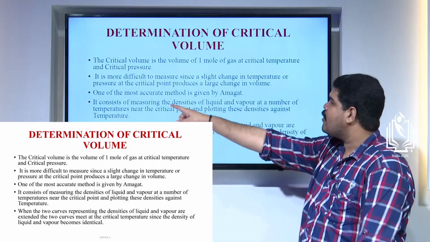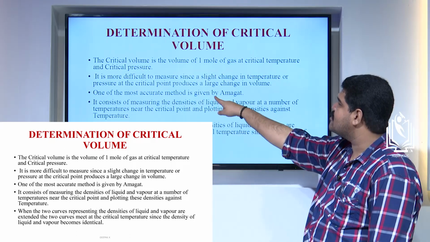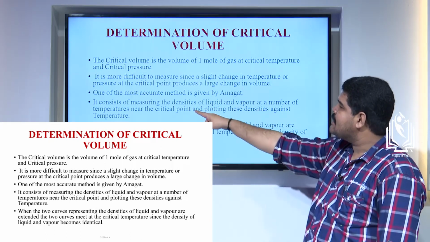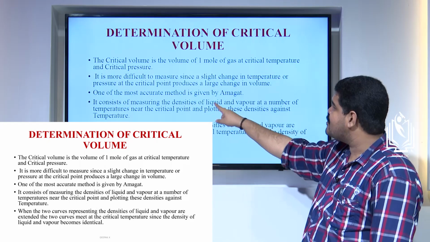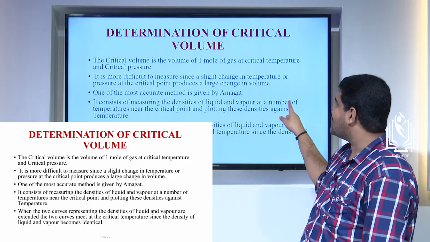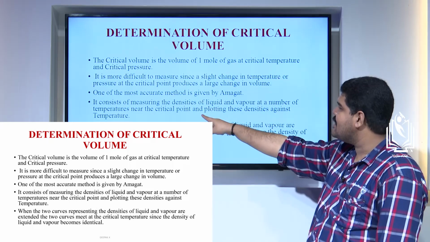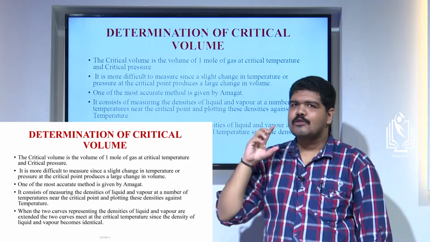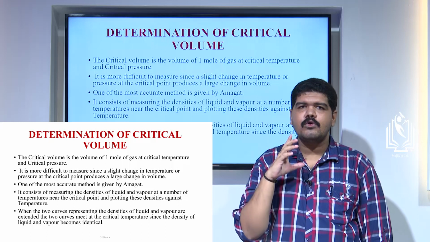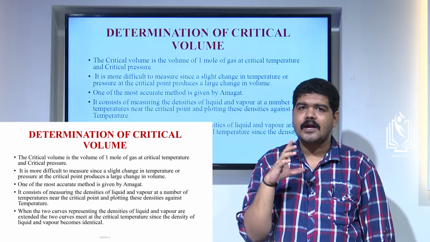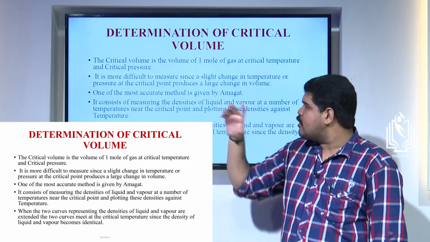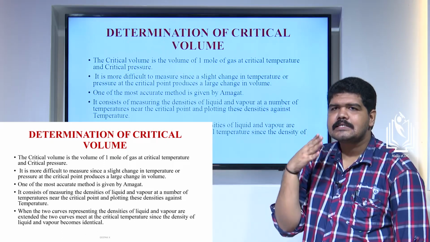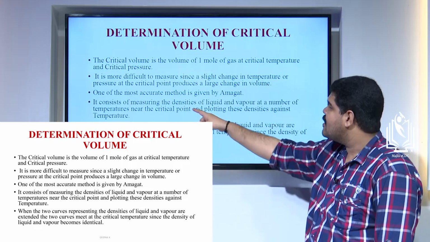Okay. So, one of the most accurate methods is given by Amagat, and what he did here consists of measuring the densities of liquid and vapor at a number of temperatures near the critical point and plotting these densities against temperature. So, suppose you are taking carbon dioxide, we all know its critical temperature is 31.1. So, what you need to do is take a range of temperatures around this critical temperature, just like 30, 31, 32, etc.